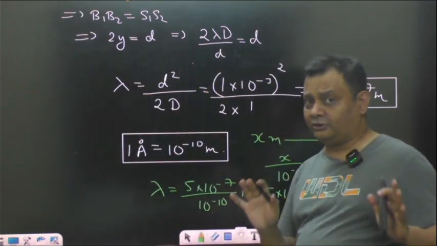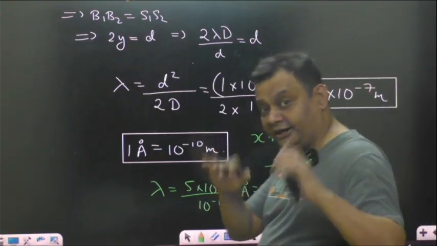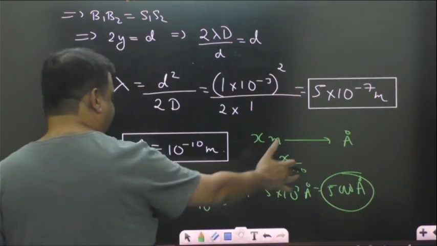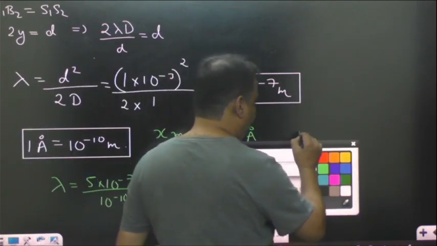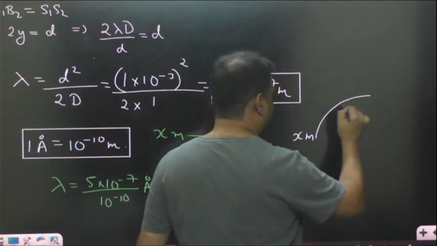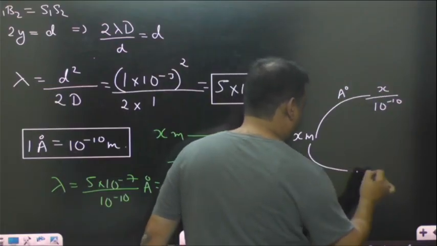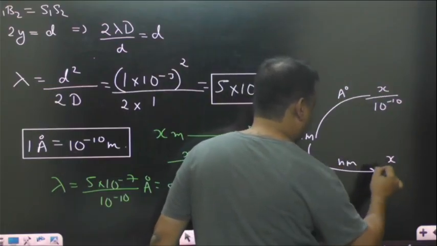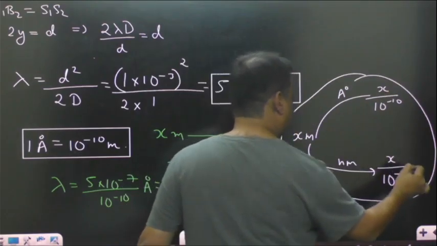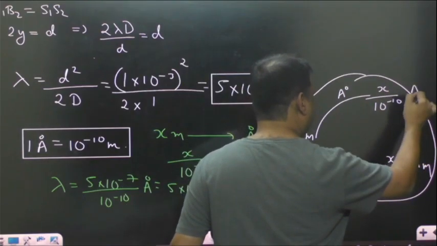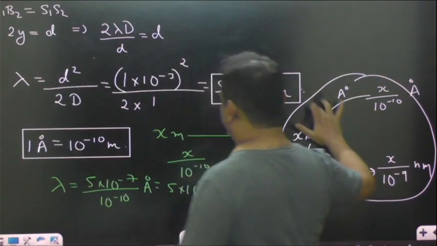If it is not given, if you are doing the subjective problem, you can also leave the answer in meter. But suppose it is demanded in the problem that give your answer in angstrom or give your answer in nanometer, then you have to convert. And always remember, when you are changing meter in angstrom, divide by 10 power minus 10. If you are changing in nanometer, divide by 10 power minus 9. Okay? Your answer will come in nanometer, your answer will come in angstrom. So this will be the answer for this problem.